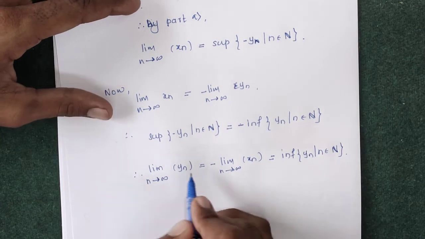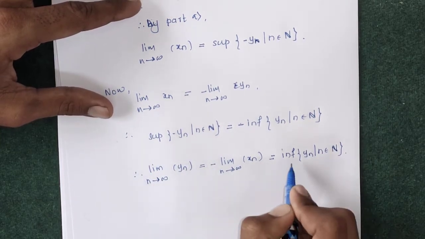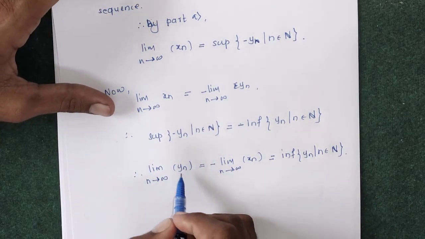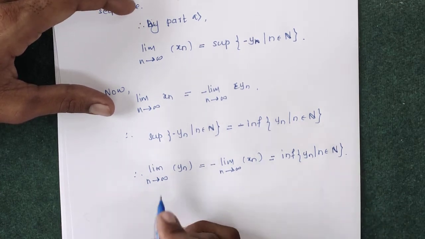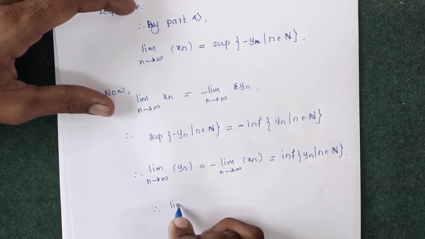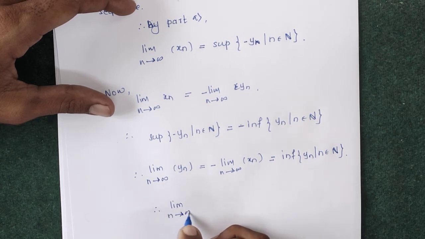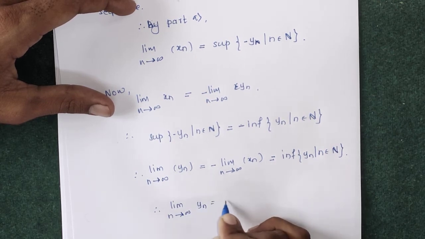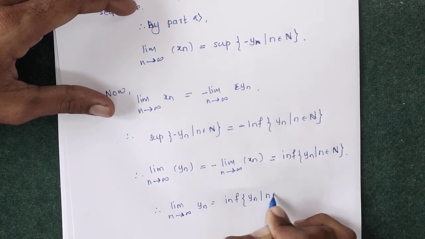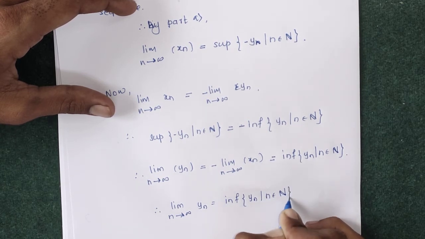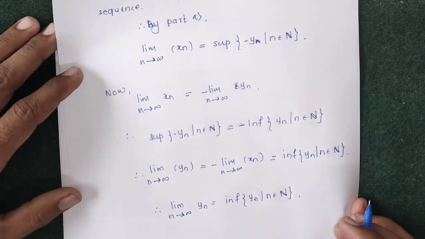yn. So hence the limit of the sequence yn is its infimum; that is, a sequence which is decreasing and bounded converges to its infimum. Therefore, we can write the limit as n tends to infinity of yn is equal to the infimum of yn such that n belongs to the set of natural numbers. Hence, the proof of the second part.